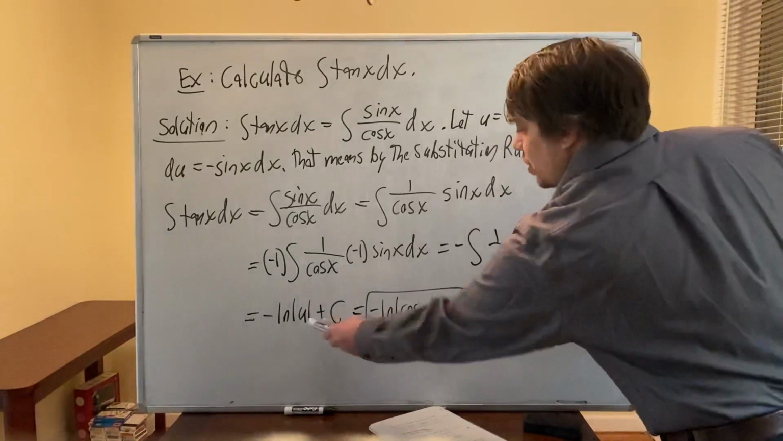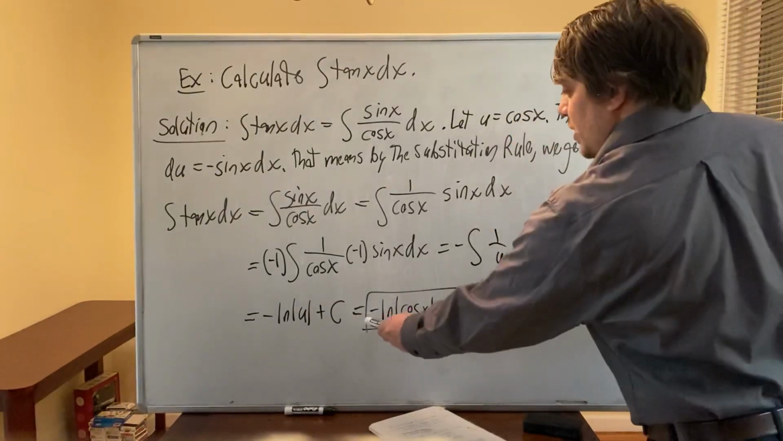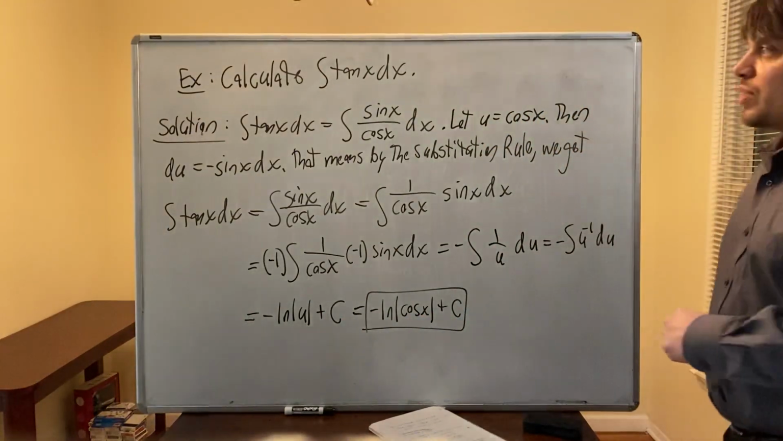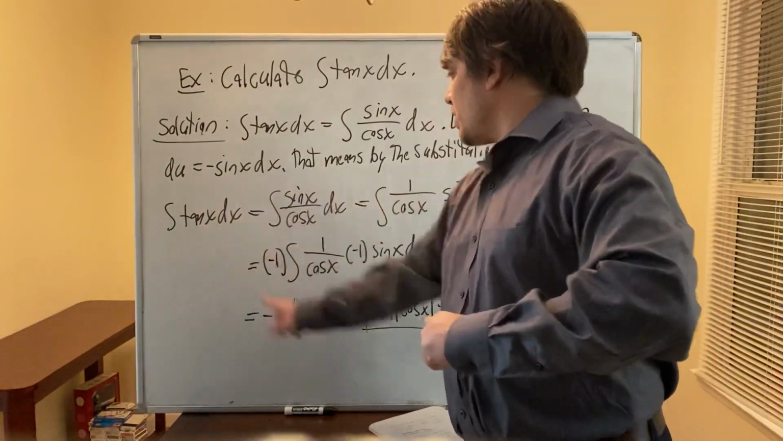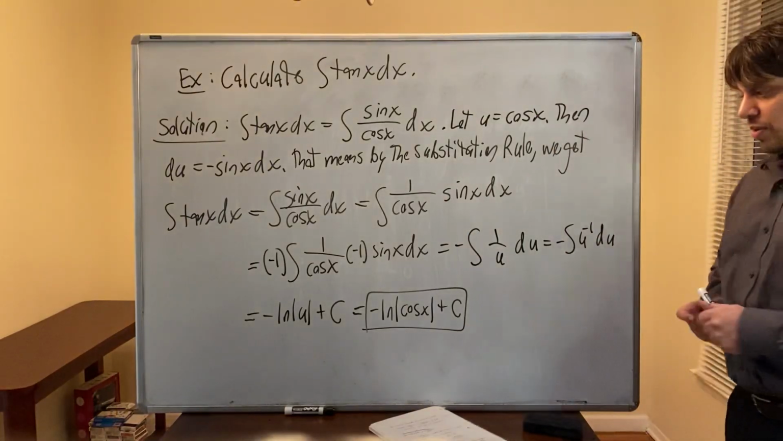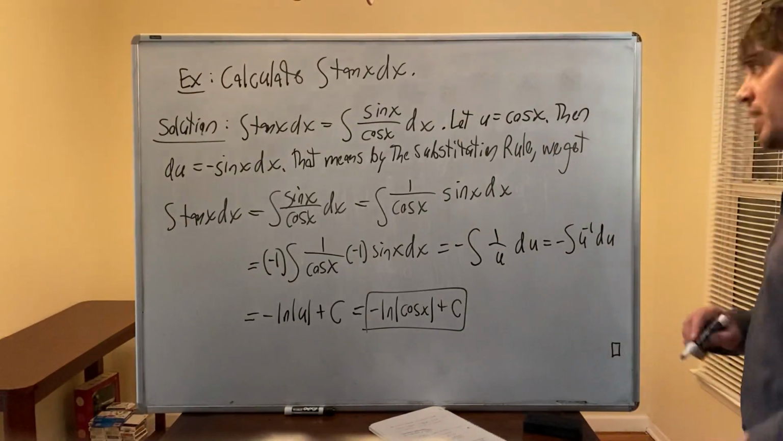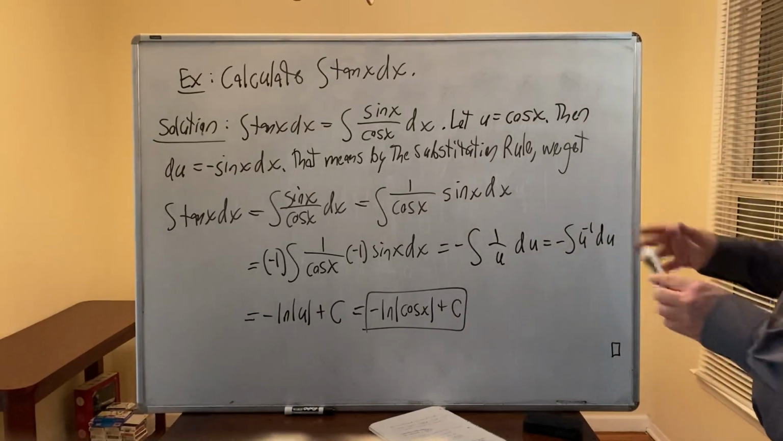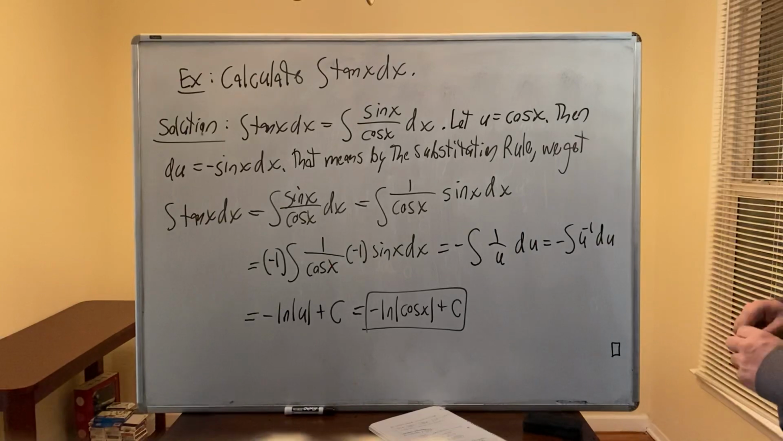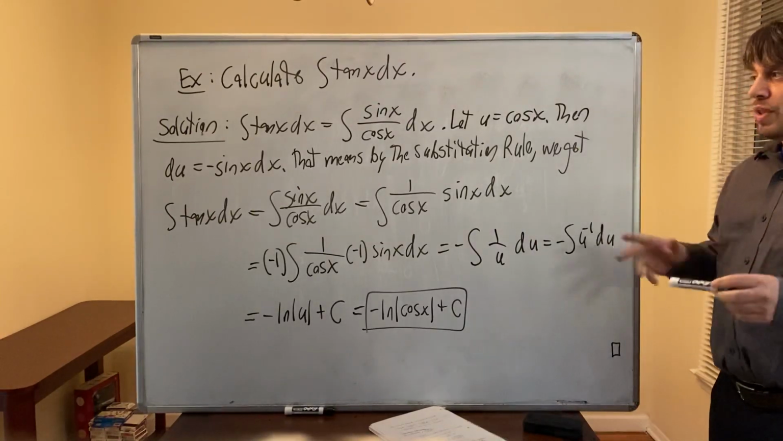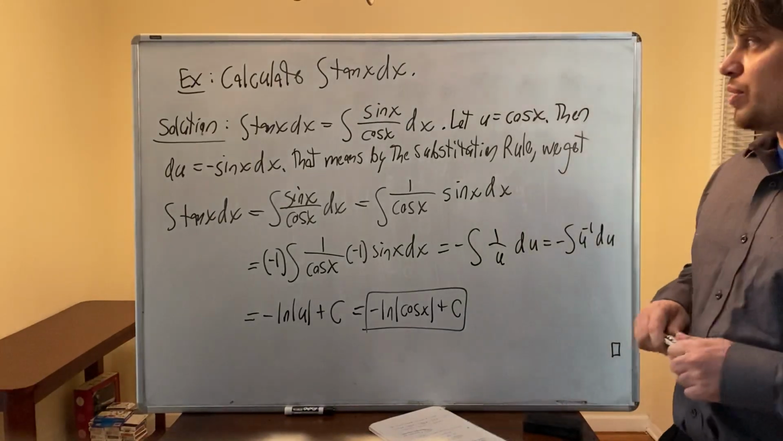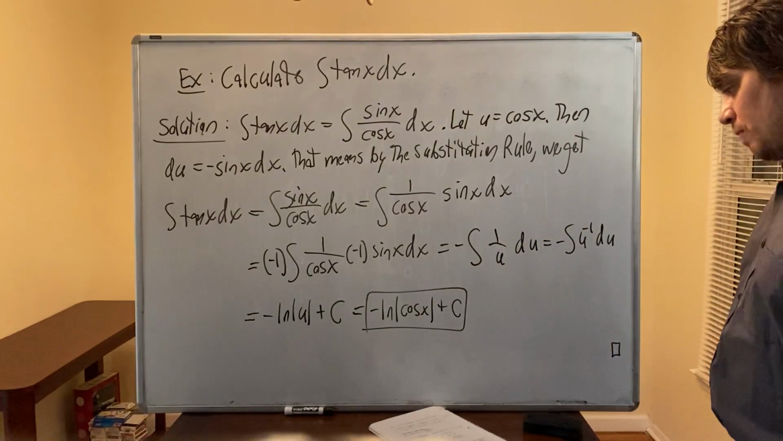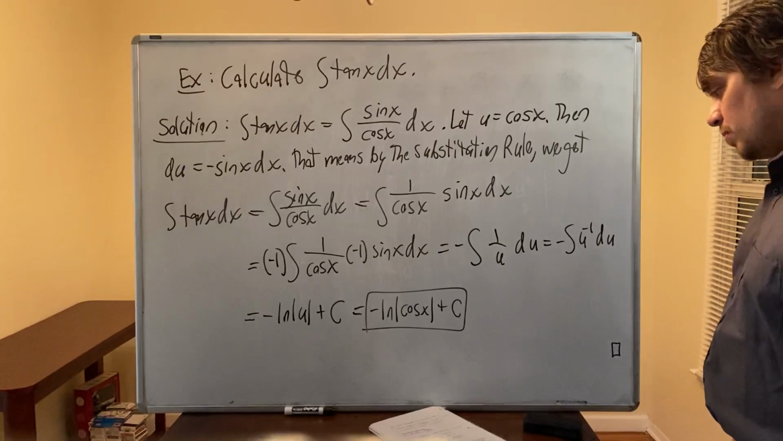So I just substitute the u here for cosine x. And so that's equal to negative ln of the absolute value of cosine x plus c. So the final answer is that the integral of tan x dx is equal to negative ln of the absolute value of cosine x plus c. That's the end of that example. Okay, and so I structured every solution using u substitution, or the substitution rule for definite integrals, very similarly. And so that's that example.